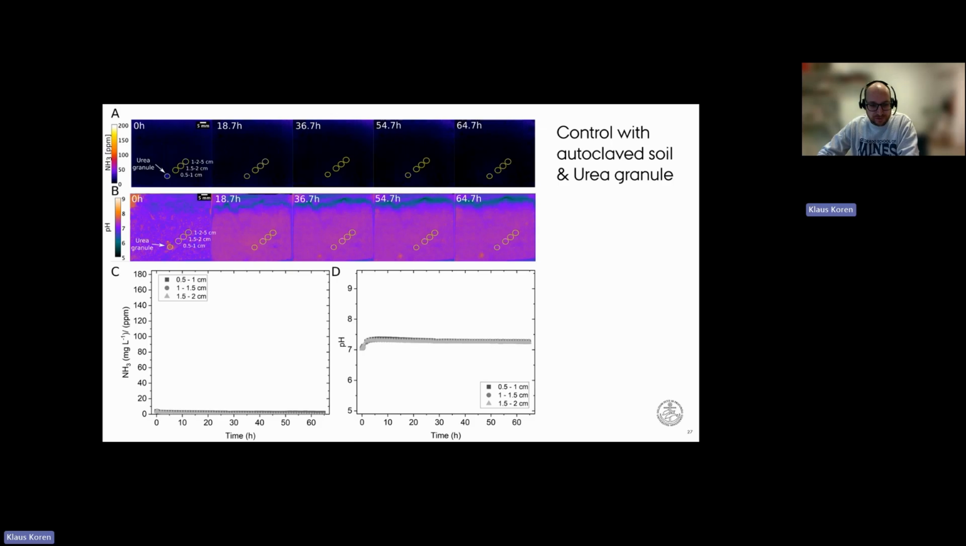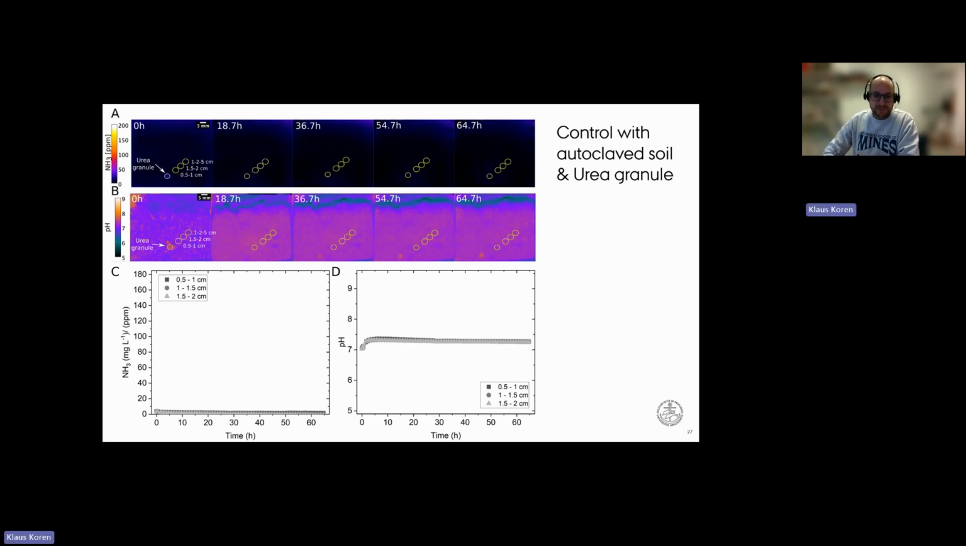And also interesting and good to test, we tested with autoclaved soil, and there if we put urea in, we don't see any ammonia release, because when we kill all the microbes, there's no urease. So we really can see that this is biological activity that makes the ammonia come out of the system.